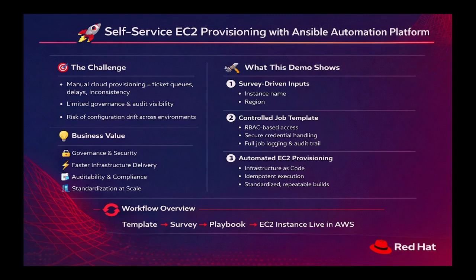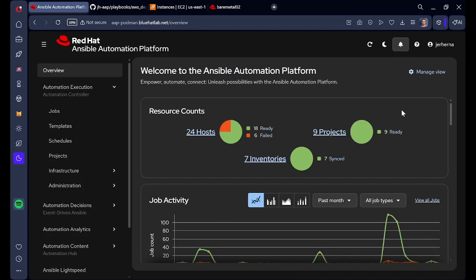First, starting off with the template, what that actually looks like, some of the resources utilized within the template itself, the survey, and again, what that looks like on that portion, and of course, the playbook that's utilized in the backend within that template resource. The key takeaway isn't just that we can create an EC2 instance, it's that we can do it in a repeatable, governed, auditable way.